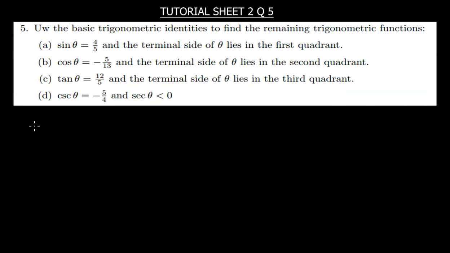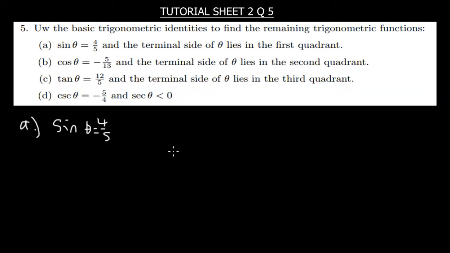For instance, the first question here, question A, is saying sine theta is equal to 4 over 5. And the terminal side of theta lies in the first quadrant. So this statement is just telling us to say theta is positive, because we all know to say sine is positive in the first quadrant.